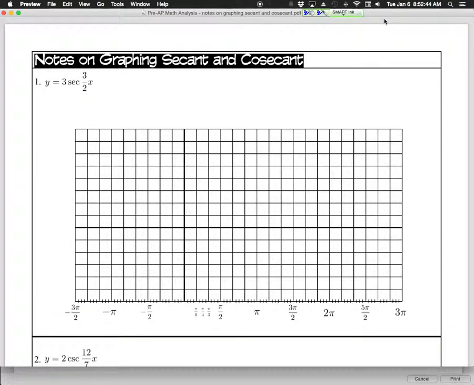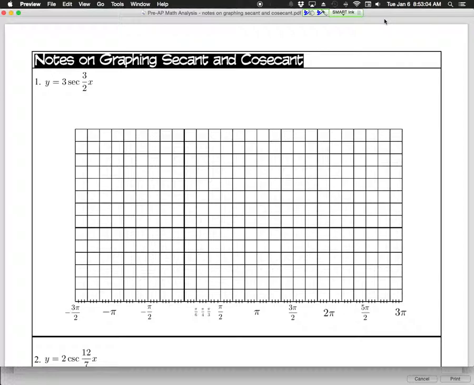Alright, today we're looking at graphing secant and cosecant. Very, very similar to graphing sine and cosine. Why do you think they're very similar? They're reciprocals of each other. Okay, so we're going to keep that in mind. Graphing secant and cosecant is very similar to graphing sine and cosine.